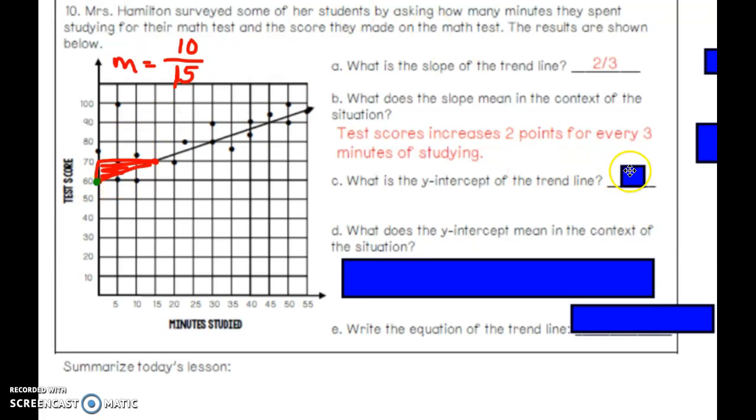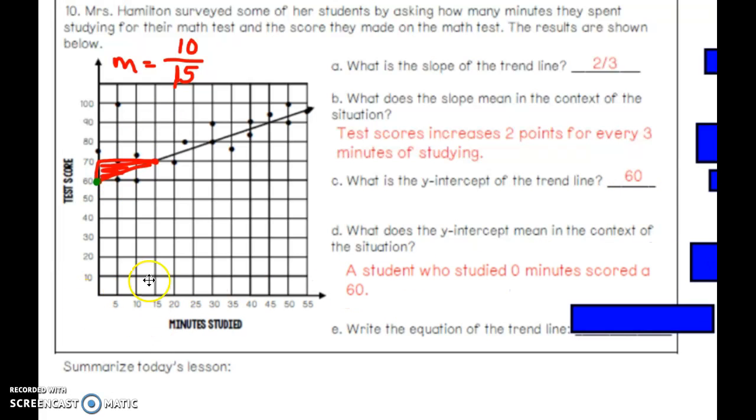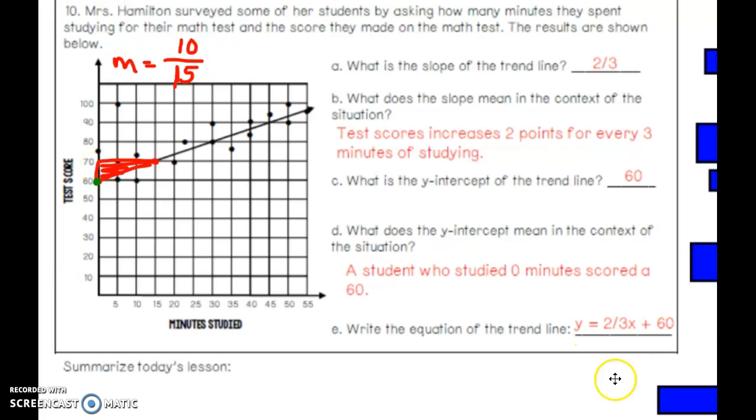Y-intercept, remember, can be found visually just by following your trend line down to the y-axis. We have it crossing at 60. And then what this means is if we spend 0 minutes studying, we will end up with a test score of 60. Putting that information together, we have our equation y equals 2/3 x plus 60. Remember, if you didn't reduce your fraction, you can leave your slope as 10 over 15.